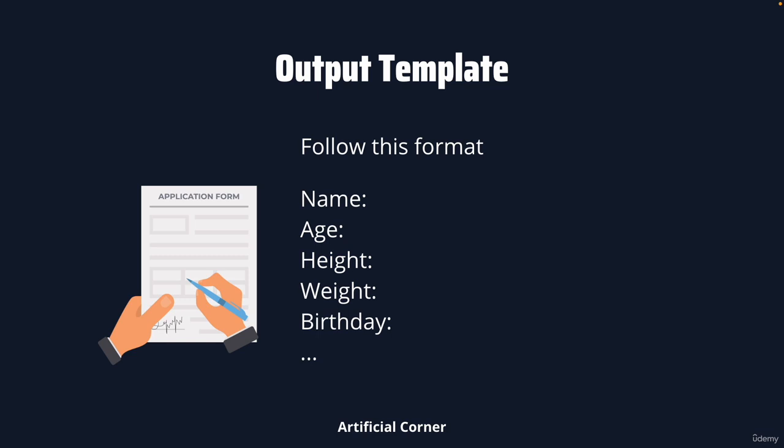In this simple example, this format will include the name, the age, the height, weight, and birthday of a person, for example. And this is just like a form. It's like ChatGPT is going to fill a form following this format. That's just the basic idea of what this is about. And well, now let's see an example using ChatGPT.